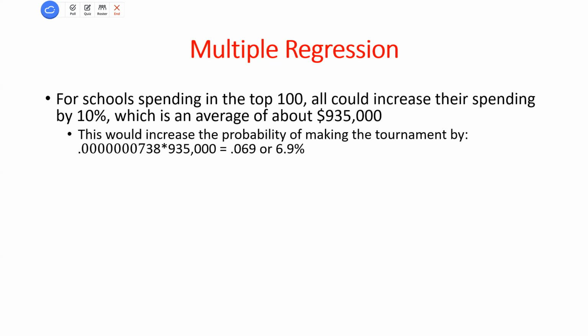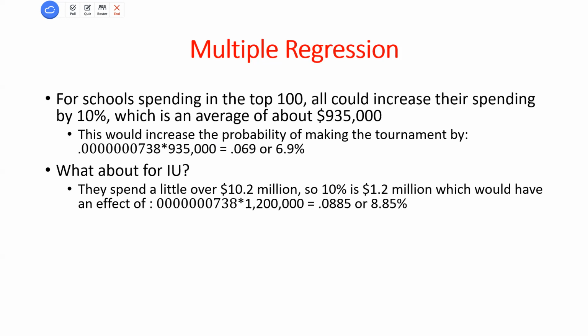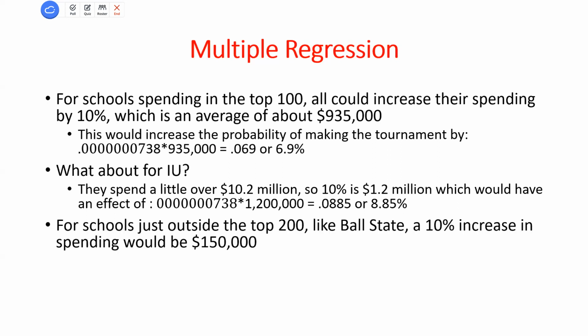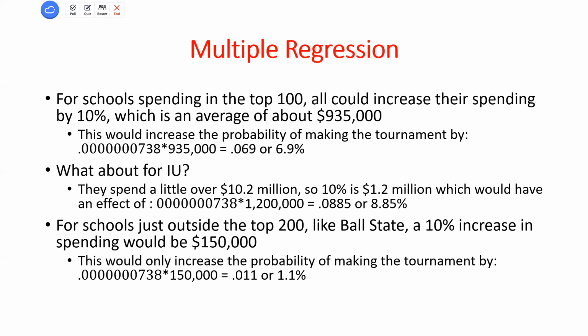I could then go through and do this for every single university. Like I could do IU, right? So IU spends 10.2 million, so a 10% increase in their budget would be $1.2 million. So if they increase their budget by 10%, they can increase the probability they make the tournament by 0.088, or 8.8%. I could do this for Ball State, right? A 10% increase in their budget is only $150,000. But if they were to increase their budget by 10%, take that coefficient, multiply it by 150,000, they'd still be increasing their probability by about 1%.